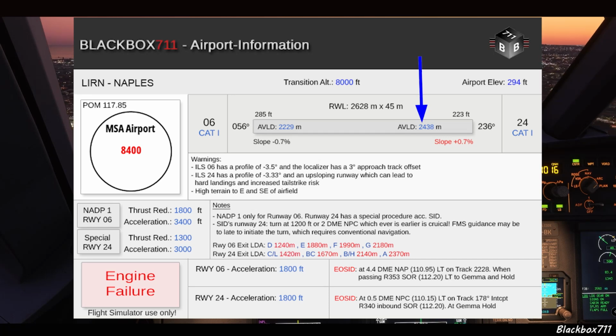It has 2,438 meters of available landing distance. However, landing a heavy 320 or 321 here on a hot summer's day and then flaring for too long can then leave you with some very hot brakes.